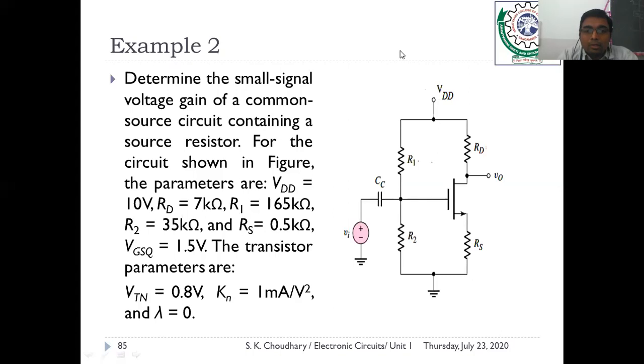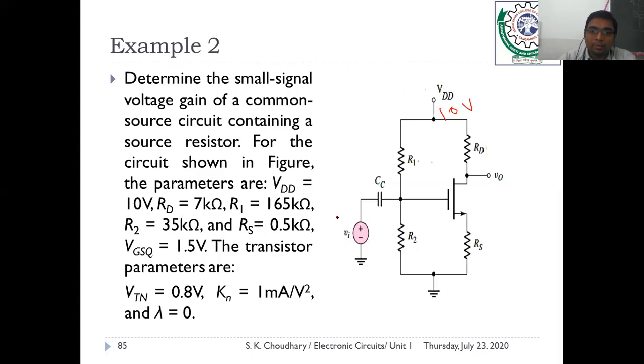Now you can see the problem mentioned here in your slide. Please note down this problem. This is a very important problem, and the diagram is also the same that we have learned in the last lecture. This is the circuit diagram of common source amplifier with source resistor, and we have to find out the small signal voltage gain. The given parameters are VDD is 10 volt.